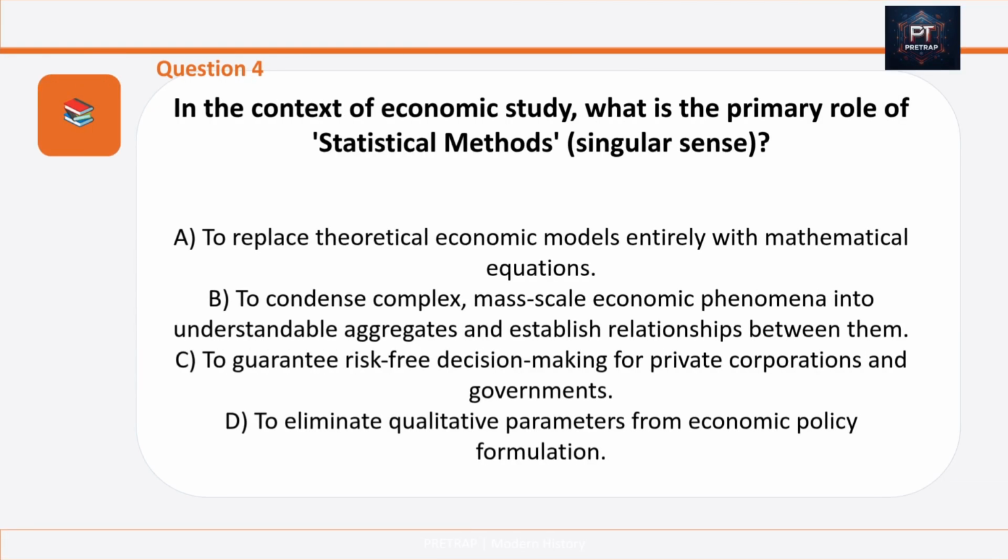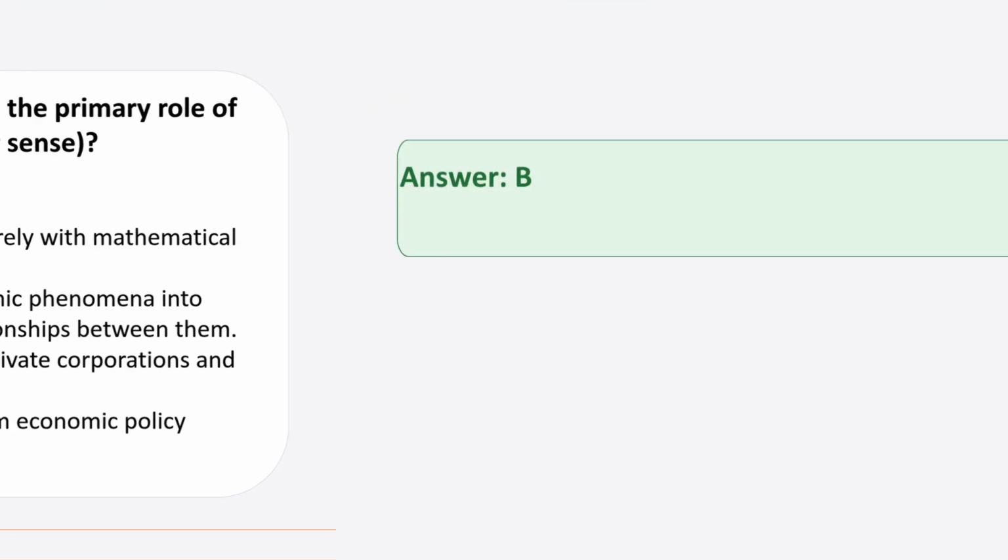Question number 4 is, in the context of economic study, what is the primary role of statistical methods? Option A. To replace theoretical economic models entirely with mathematical equations. Option B. To condense complex mass-scale economic phenomena into understandable aggregates and establish relationships between them. Option C. To guarantee risk-free decision making for private corporations and governments. Option D. To eliminate qualitative parameters from economic policy formulation. And the answer is option B.